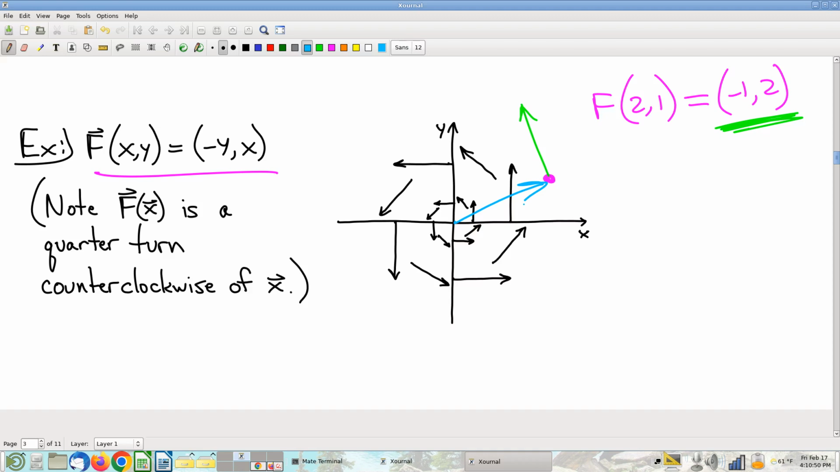-1, 2 is this. How do I know that? -1, 2 points in that direction. So keep in mind, the first coordinate is the horizontal component. That's why I went kind of back to the left there, right? And then the second coordinate is the vertical, and that's why I go kind of up. Is that cool? All right.